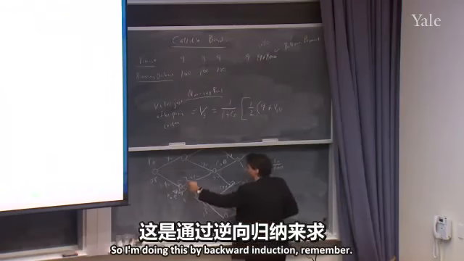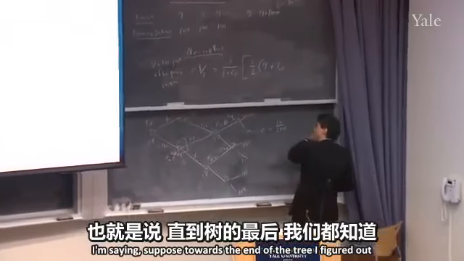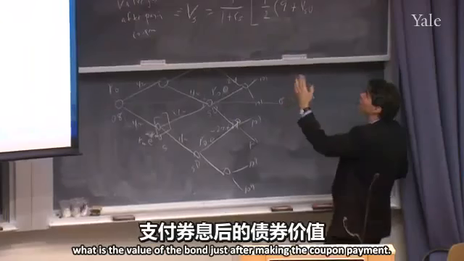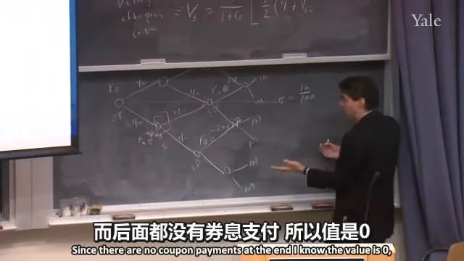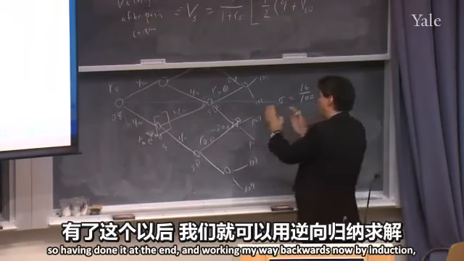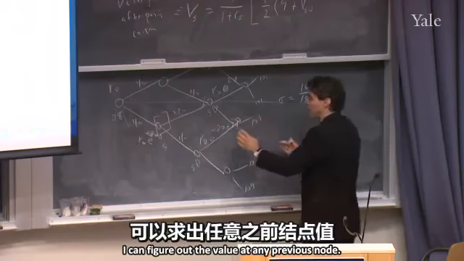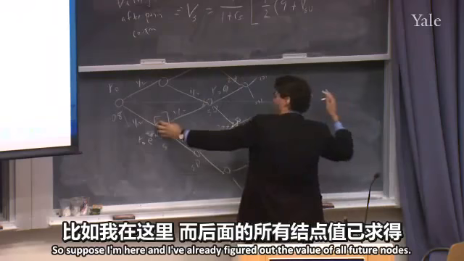So I'm doing this by backward induction, remember. I'm saying suppose towards the end of the tree, I figured out the value of the bond just after making the coupon payment. Since there are no coupon payments at the end, I know the value is 0. Okay, so having done it at the end and working my way backwards, now by induction, I can figure out the value at any previous node. So suppose I'm here and I've already figured out the value of all future nodes.